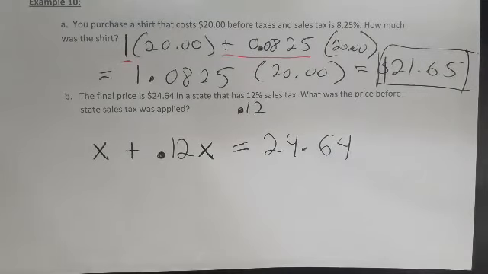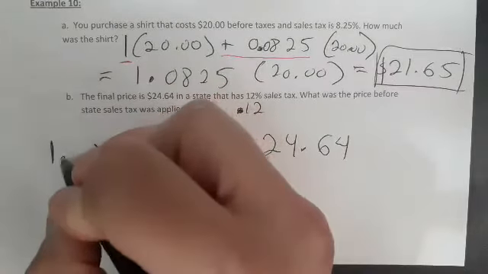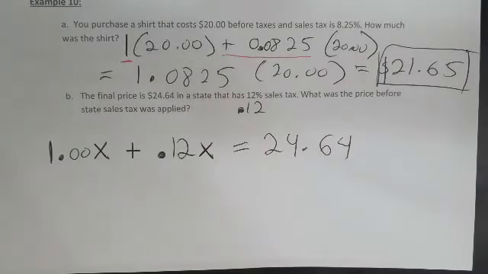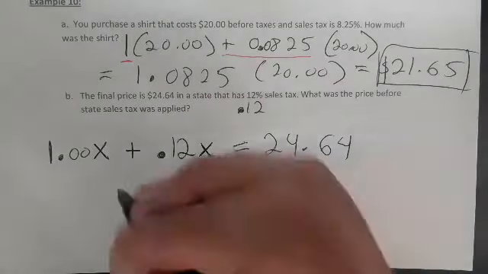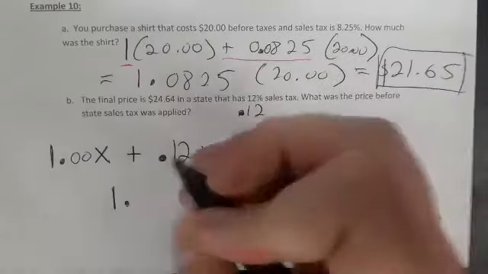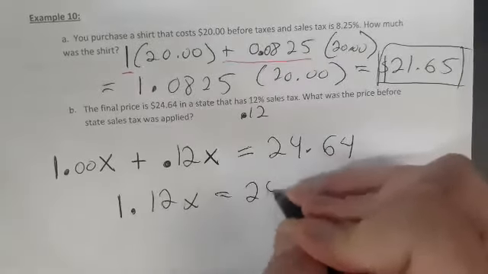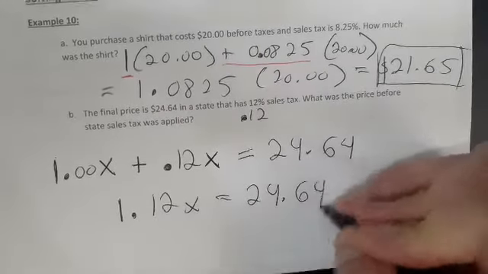I kind of said this, but if I want to put something here that doesn't change it, I can put a 1. I can put a decimal, some zeros in there. But I have 1x plus 0.12x. So another way to think about this is 112% of some price is going to be 24.64.